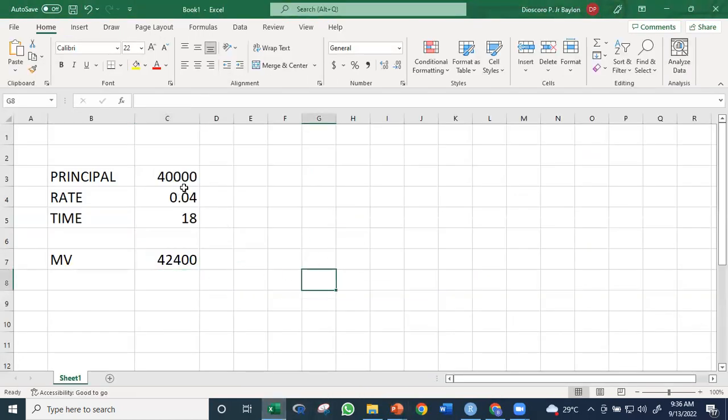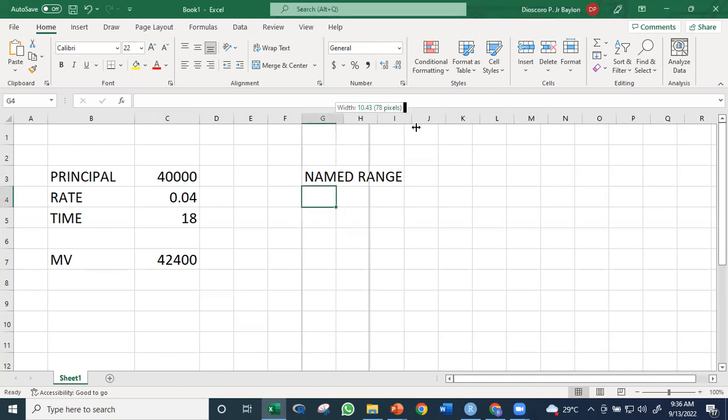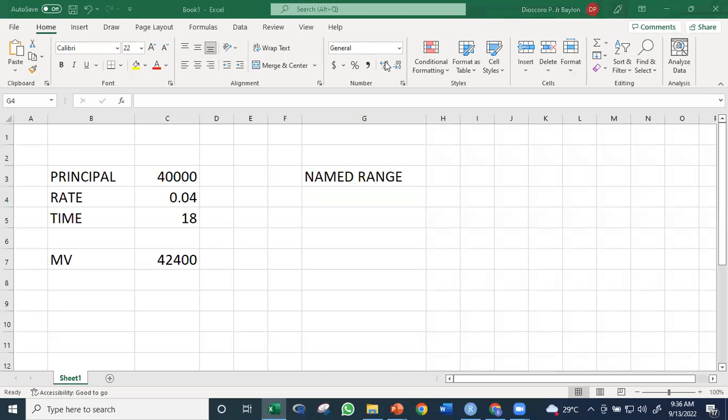I think I did not mention to you last time that we will be learning tricks in Excel. So may I ask who among you have used the named range function of Excel? Named range. Any one of you have used the named range functionality of Excel? Kindly chat, please. Yes or no? Have you used this before? Okay, good, thank you, because this is an opportunity to learn.